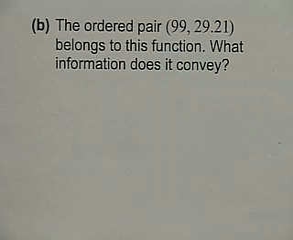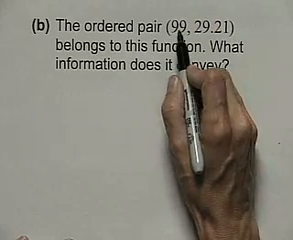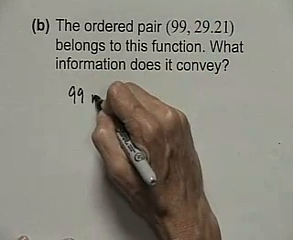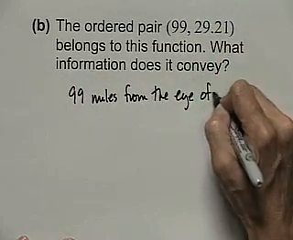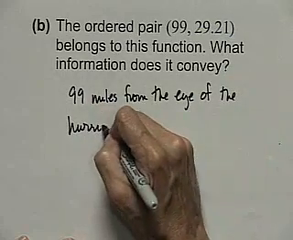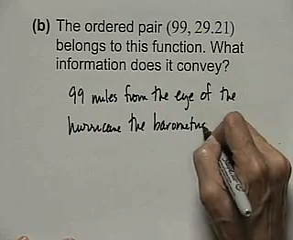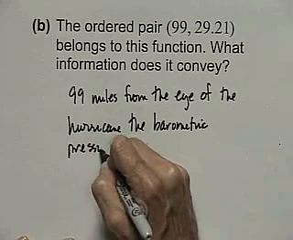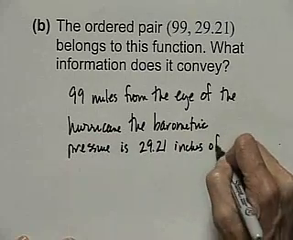Let's use our model and answer another question. This question says the ordered pair (99, 29.21) belongs to this function. What information does it convey? Well, the x-coordinate is the number of miles from the eye of the hurricane. So 99 miles from the eye of the hurricane, the barometric pressure is 29.21 inches of mercury.